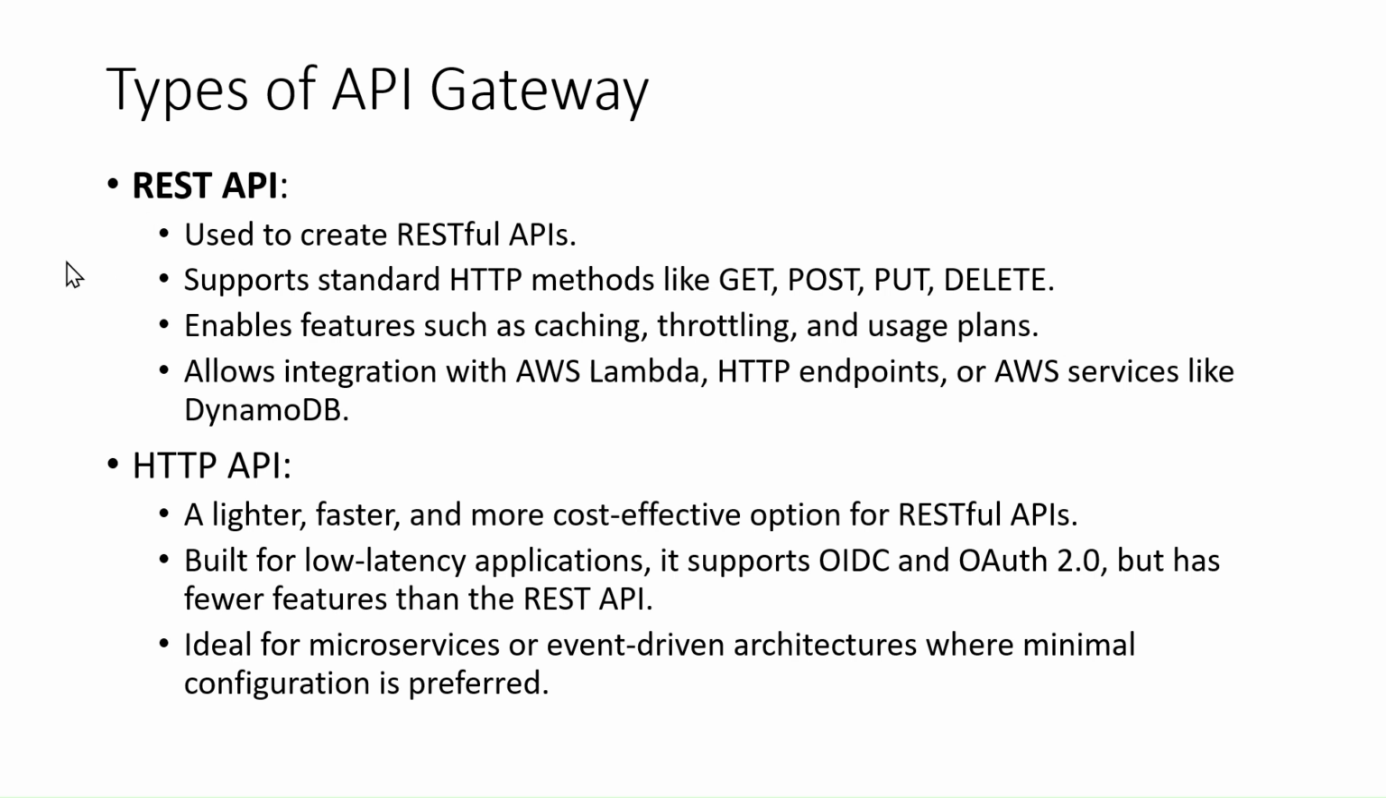So the first one is REST API, which we use to create RESTful APIs. We'll understand what exactly those are. As a standard, it follows the HTTP protocol to do your CRUD operations. GET means you will be fetching the data, and POST and PUT are quite similar. POST means you will be creating something new, PUT is for updating, and then DELETE. So it enables features such as caching, throttling, and usage plans.